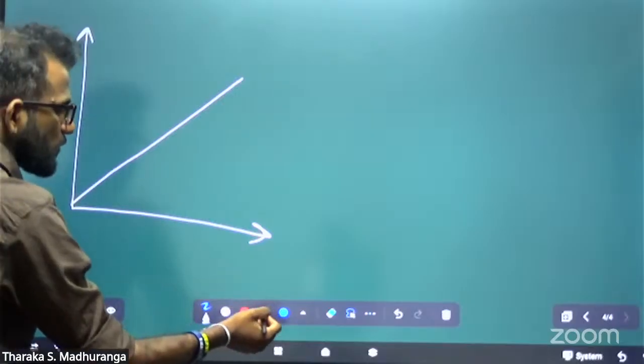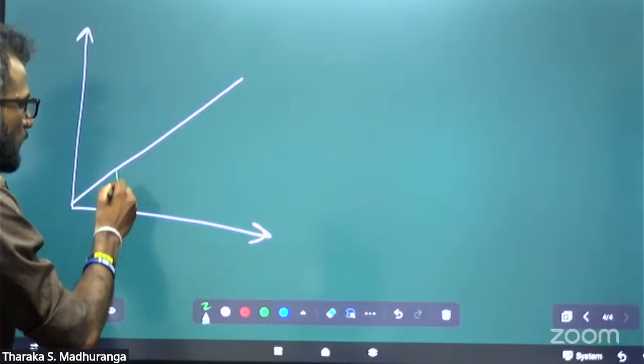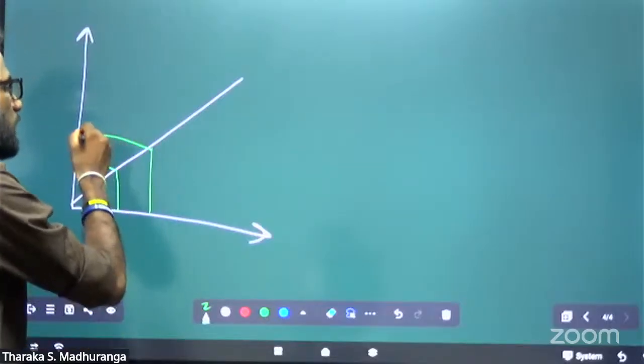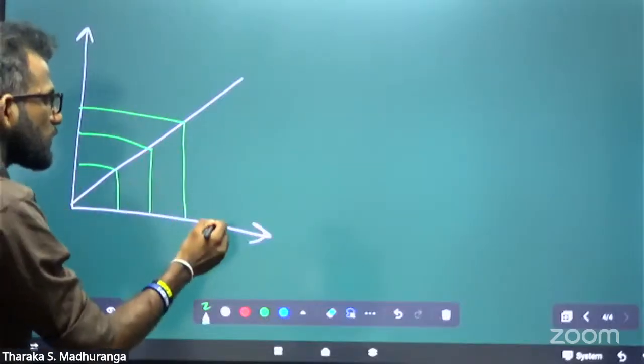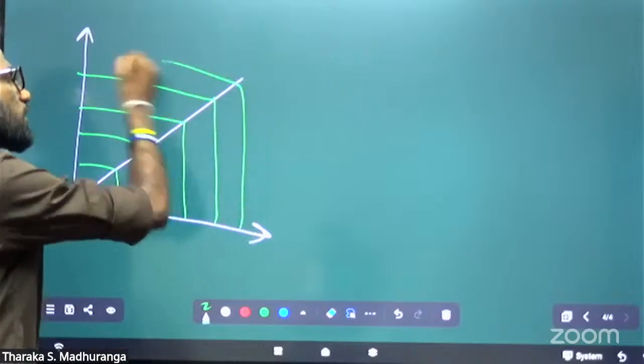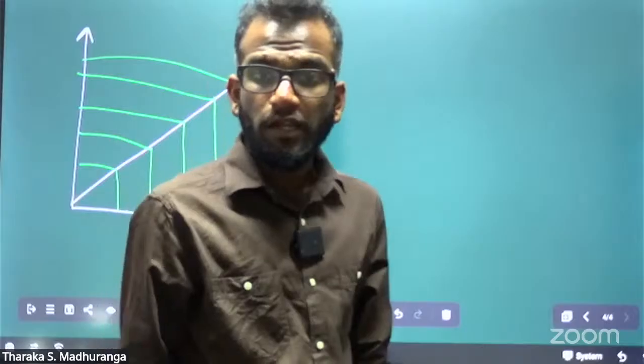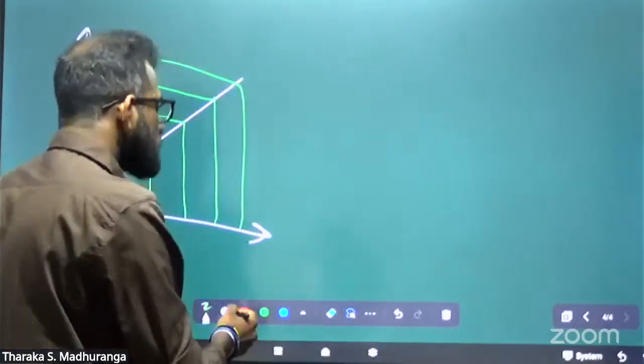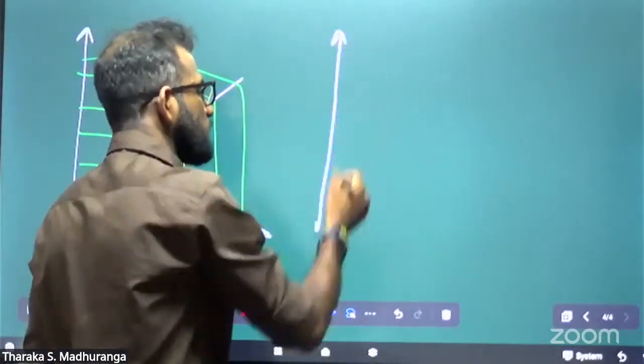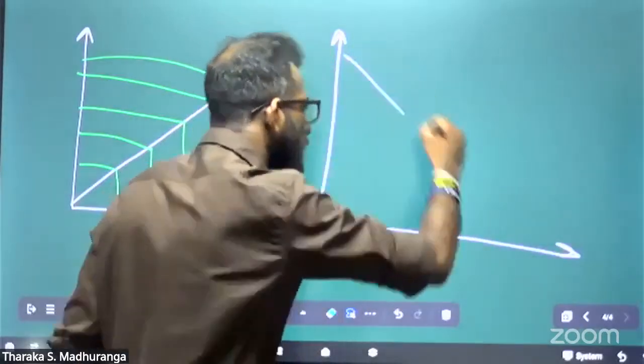Think. Increasing, this one increasing, increasing. That is directly proportional. Inversely proportional means like this. They are basic things. Inversely proportional means like this.